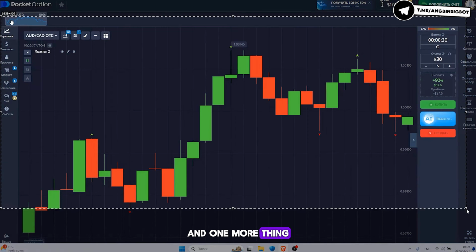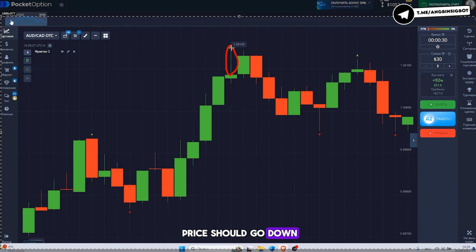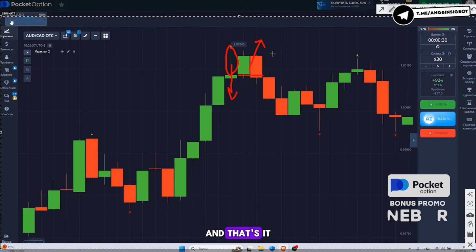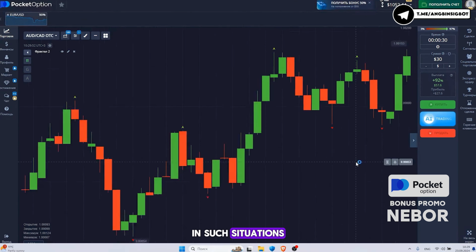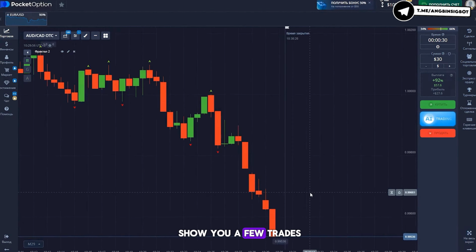And one more thing. Do you see the large shadow above the candle? It seems that the price should go down, but the next candle goes up. In such situations, we simply do not trade. And that's it, because the chart behaves in the most unpredictable way in such situations. So, let me speed up the video and show you a few trades as examples.